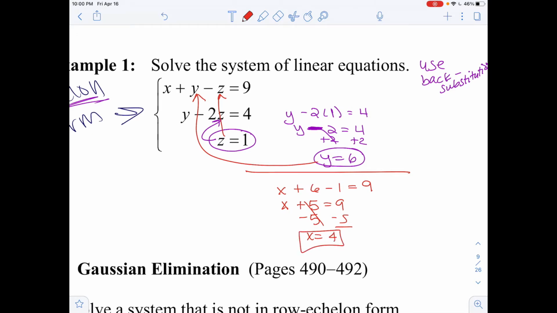And now remember, when we write this solution, we always go x, y, z in alphabetical order. So this is going to be (4, 6, 1). And we're done with that.